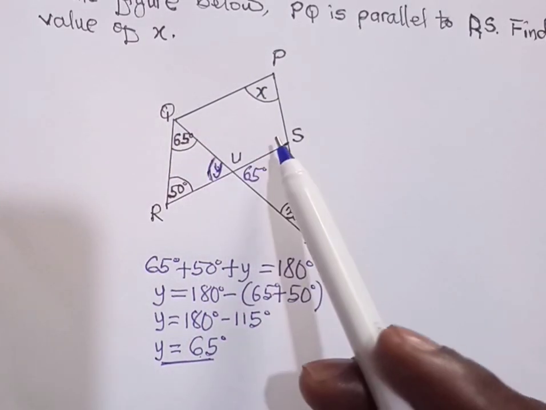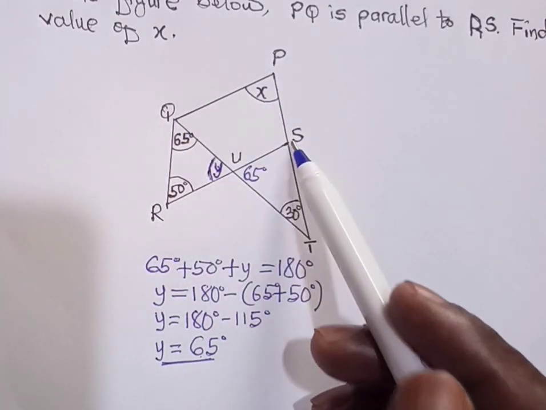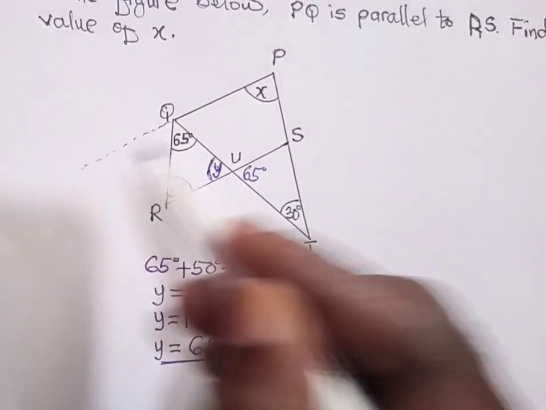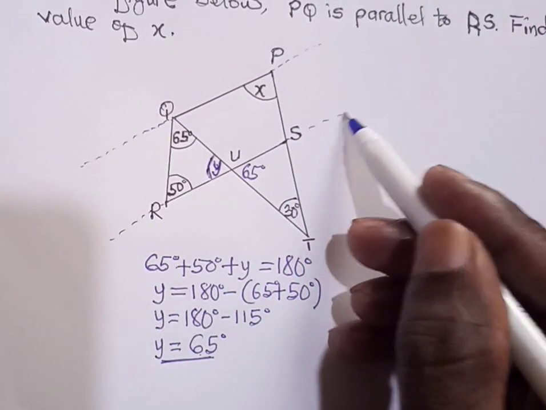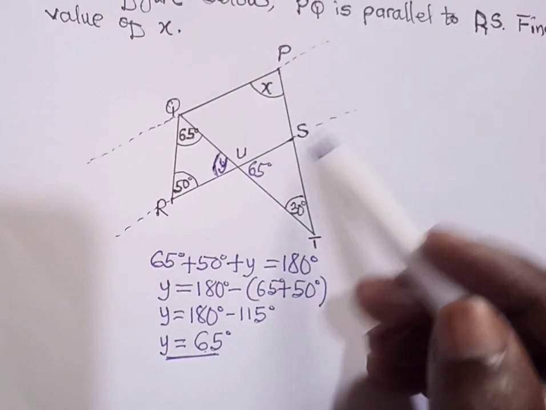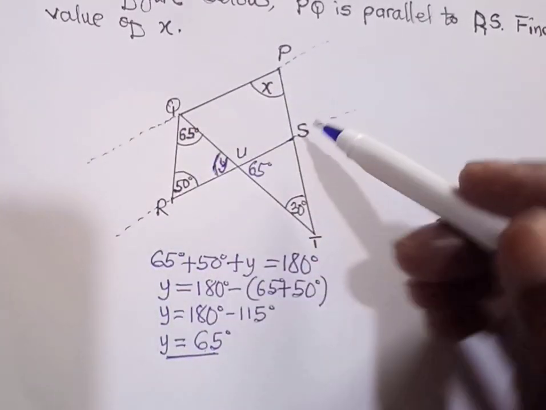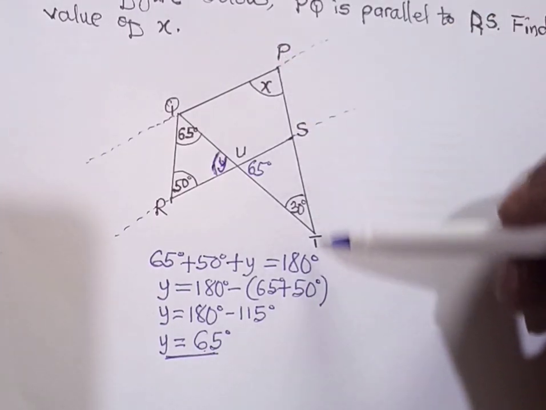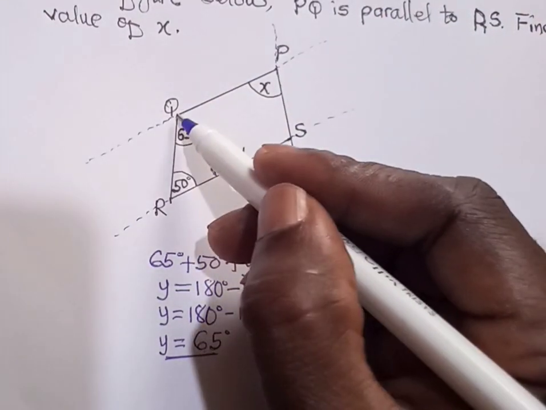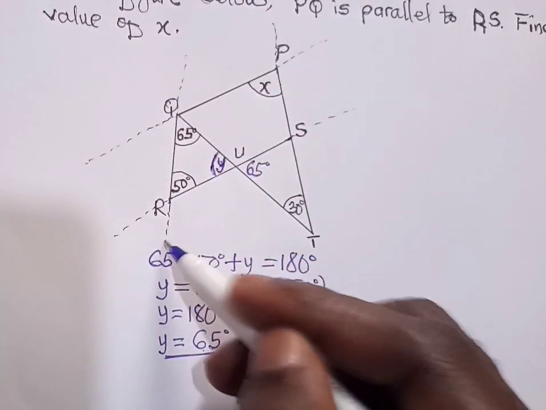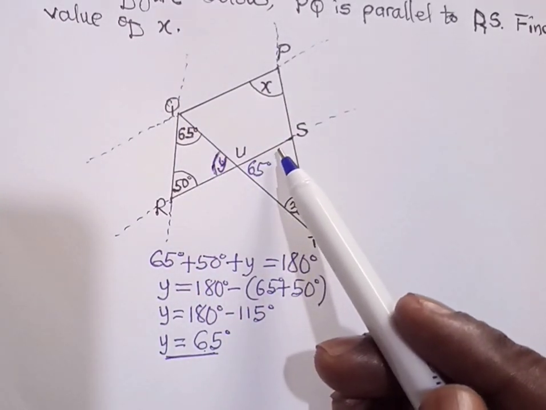Before we look at x, remember that in the question we are saying that PQ is parallel to RS. So it means that this line you see here is parallel to this line. If I continue from here, it will be like this, and this one will also go a little bit. So this line is parallel to this one. Since this is parallel to this line, and we have this particular line also coming down here, if we continue it, it will also go a little bit. And we also have this line going this way.